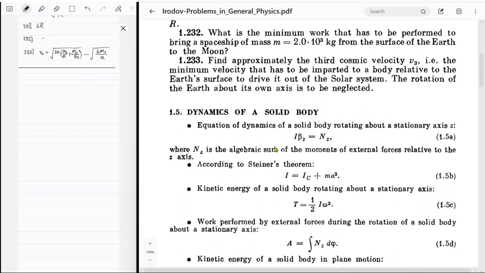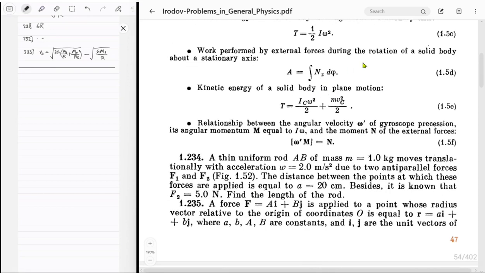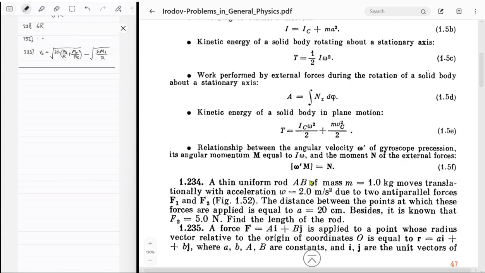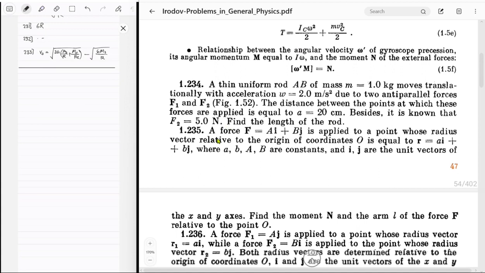Okay, dynamics of a solid body. Equation of dynamics of a solid body rotating about a stationary axis. I know these things, all right? Don't tell me this. What's this thing? Work done by external forces during the rotation of solid body about a stationary axis A equal to. Okay, they won't actually explain whatever this symbol means, right? Because they already told you that you should already know what this symbol means. Okay, I don't know what these symbols mean. But yeah, I'll find it out by myself. I don't need your help. Okay, let's go. 234.